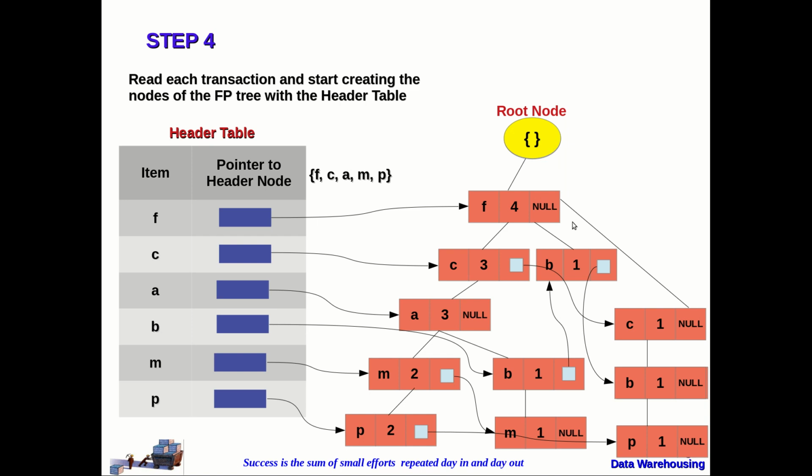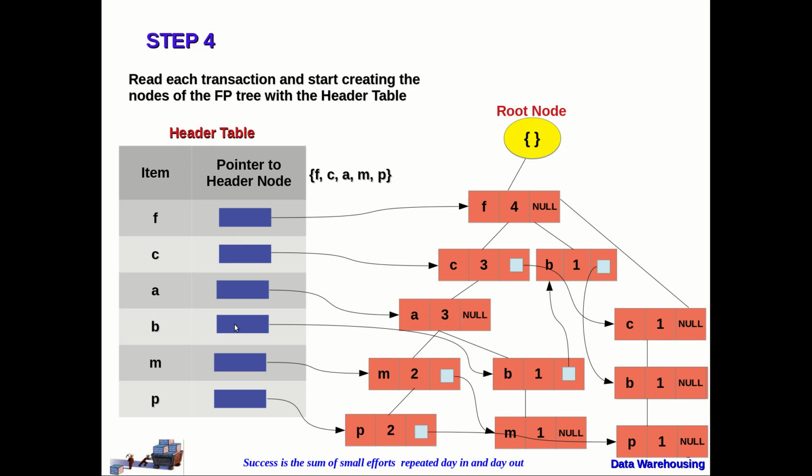So finally, if you see, for F, the frequency is 4. So this node is having the frequency as 4. For C, we have the frequency as 4. So you can see here, the first node is having frequency 3 and the second node is having 1. So 3 plus 1, total 4. Then for A, the frequency is 3. So we have only one node A with frequency 3. Then for B, we have the frequency count as 3.